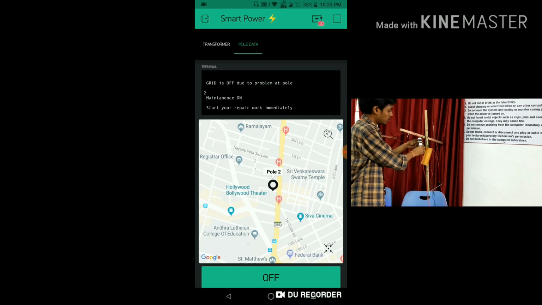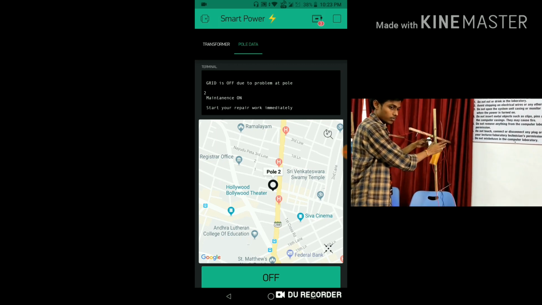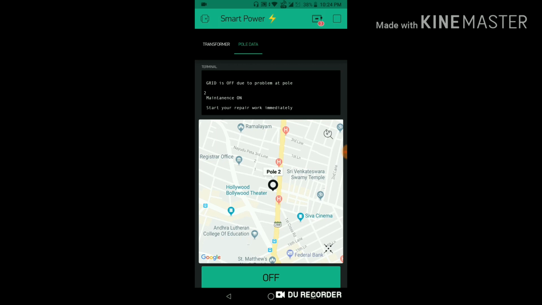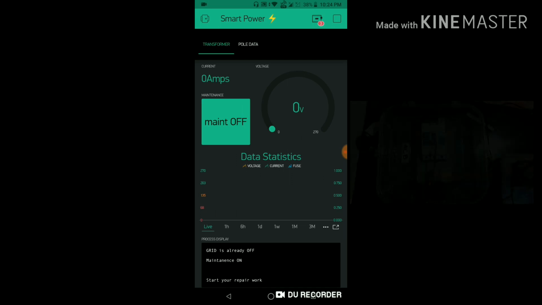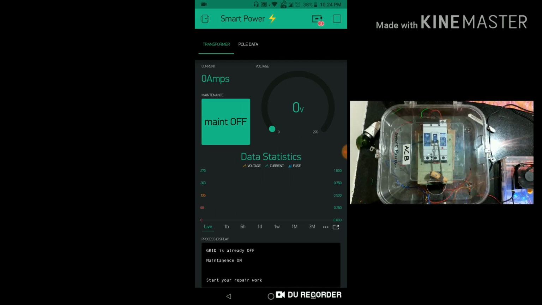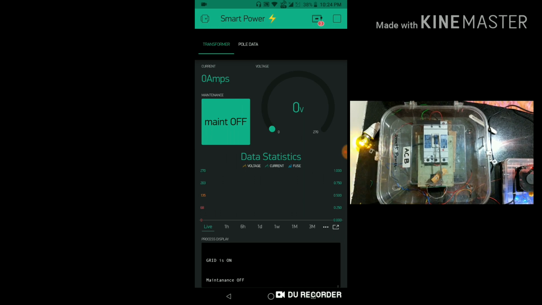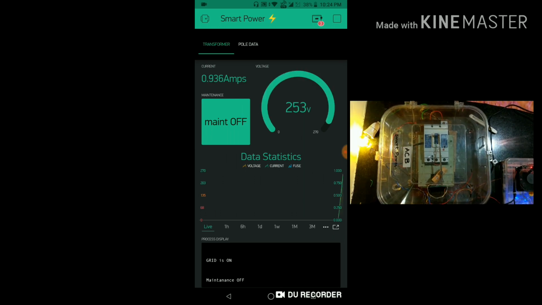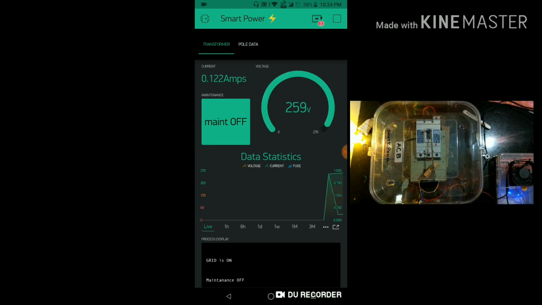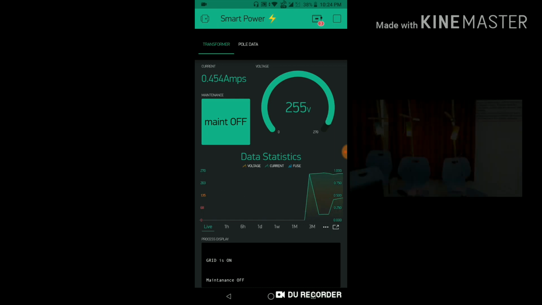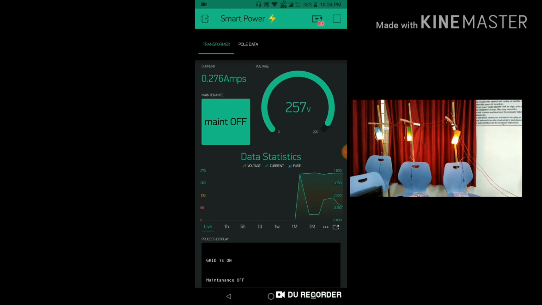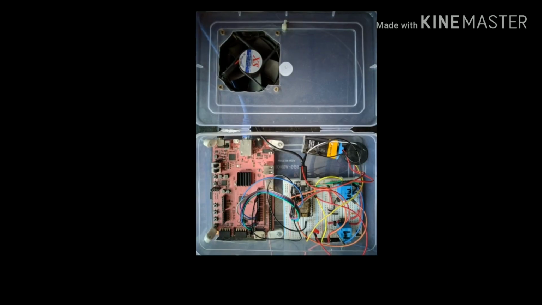After the repair work, the employee can switch the grid to the working mode by a single tap in the application. Now we can see the power is restored and we are able to see the process display in it. The grid is on and the maintenance is off.